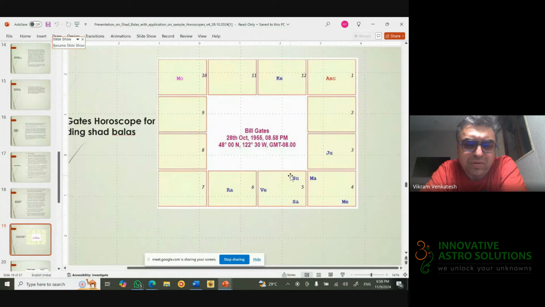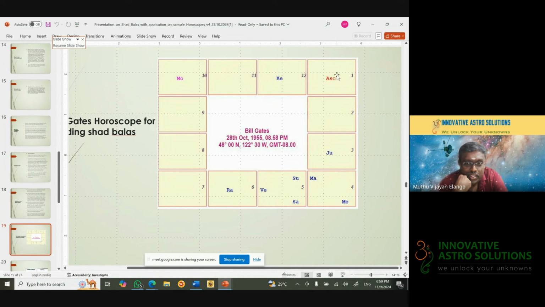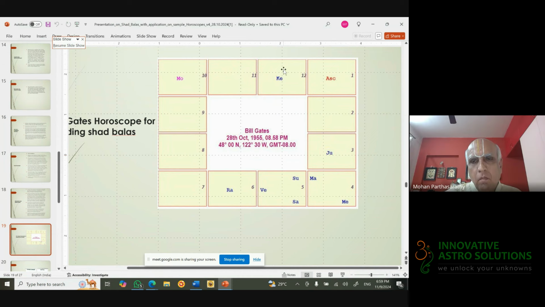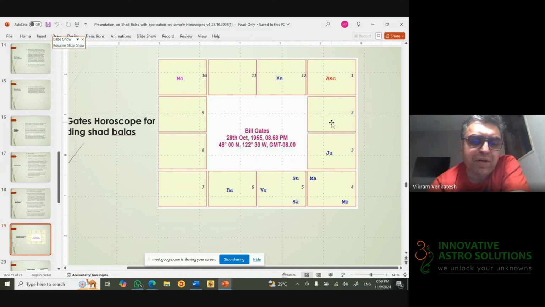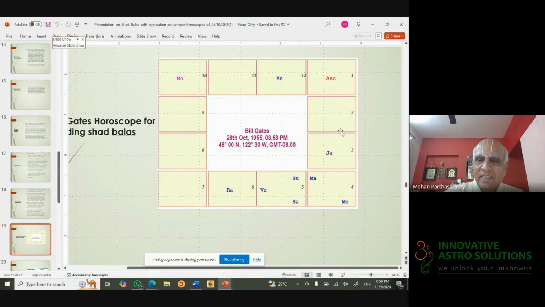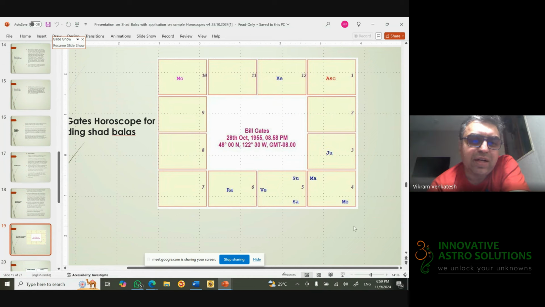Here I'm looking at it. Mars is in the fourth house, correct, sir? And Moon is in the 10th house. Okay, so Moon would have got a better sthanabala if it was in the 4th, and Mars would have got a better sthanabala if it was in the 10th. Yes, absolutely. Correct.